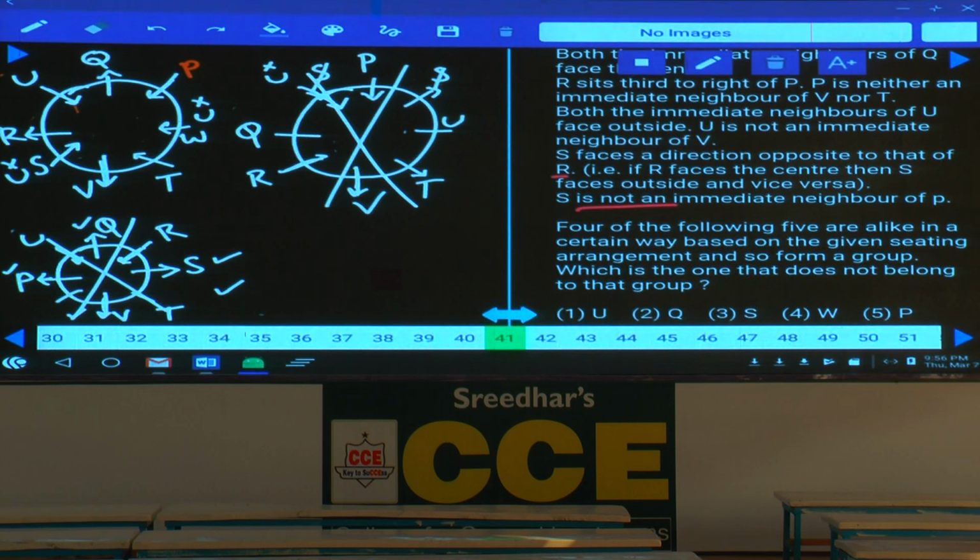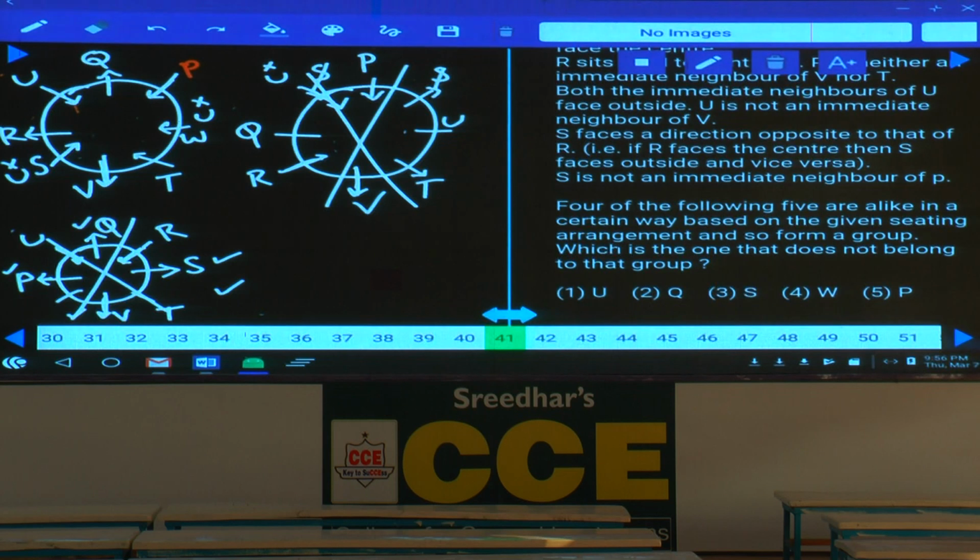Done with this? And this is how these 8 persons are seated around this circular table. Hence, what is the order here? V away from the center, S towards the center, R away from the center, U towards the center, Q away, P inward, W inward, and T is inward. Clear now? Now this is about question numbers 41 to 45.